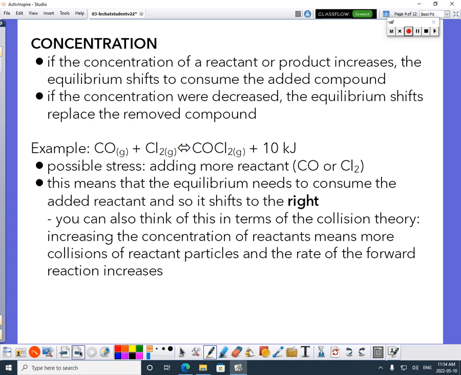So adding more reactant. So again, what is the system going to do? The equilibrium needs to consume the extra stuff that you have put in. Some people will think of it that way. You can think of this like if you have more reactant, then in order to get balance, that means you have to make more product. It's the same thing.